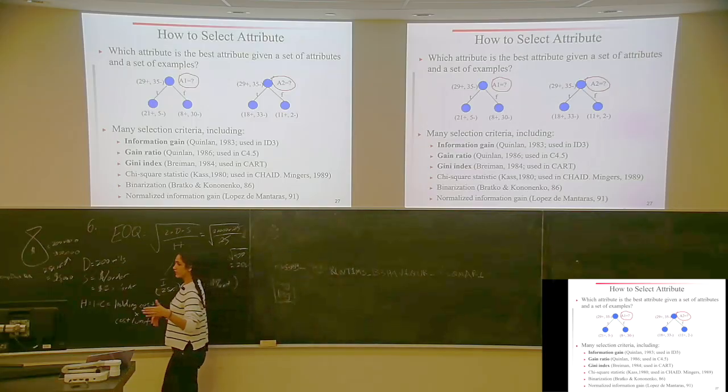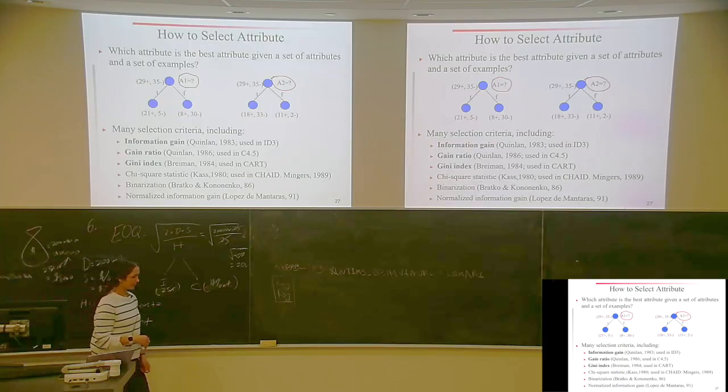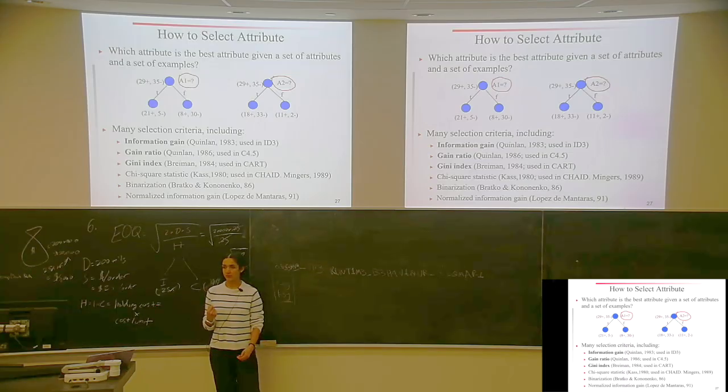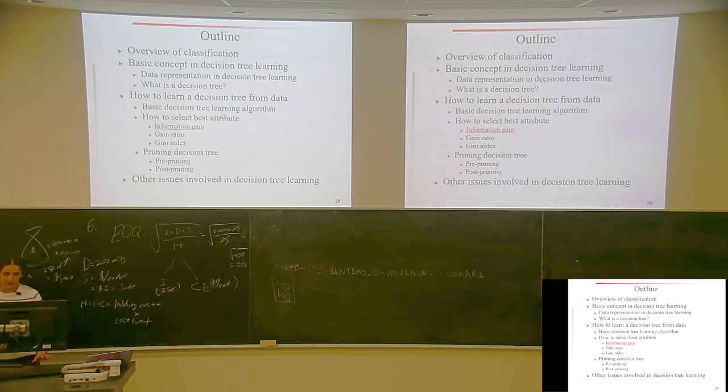Now, there are several selection criteria here, for example, information gain, gain ratio, Gini index, and so on. The first three I'm going to explain in this course. I'm starting with information gain, which is based on the concept of entropy, which is a measure for calculating impurity.